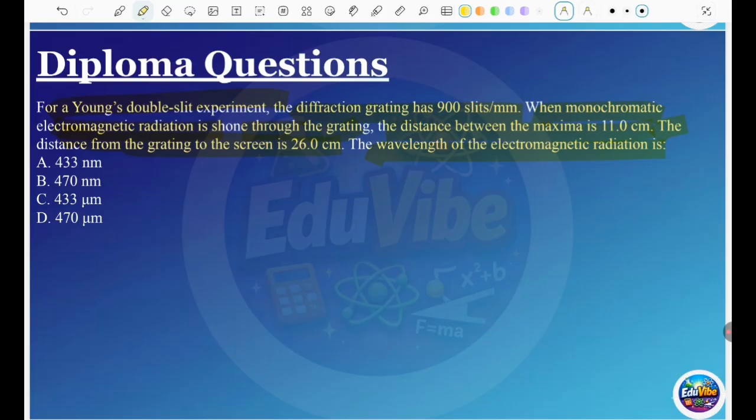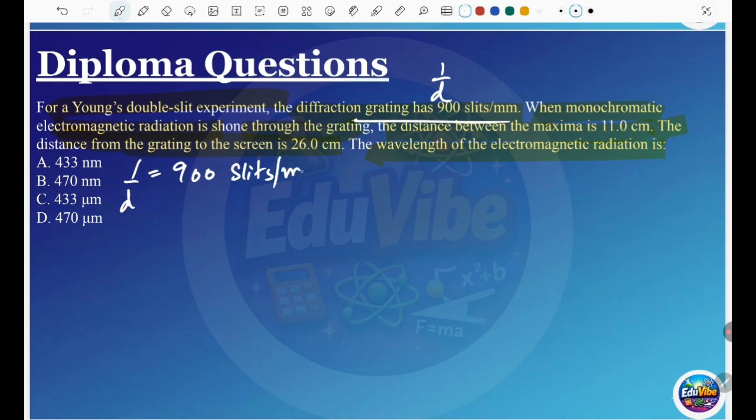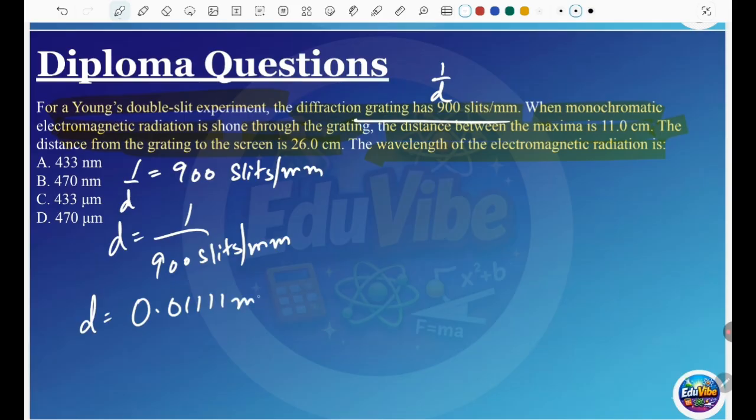This is a diffraction grating question, and they gave us 900 slits per millimeter, which is your 1 upon d, and you have to convert this into d. So 1 upon d is 900 slits per mm. When you flip the d, this flips too. When you solve this, you get about 0.01111 mm, which you now convert into meters, because you have to use it in the formula to find the wavelength.